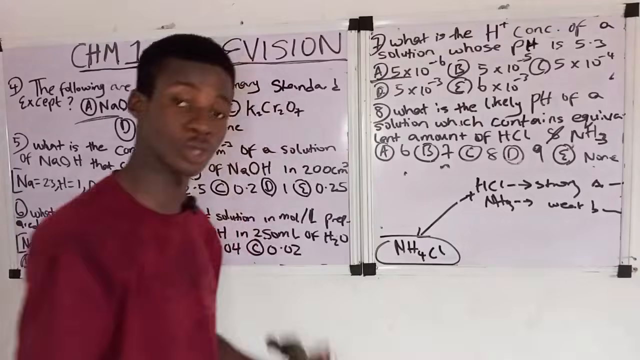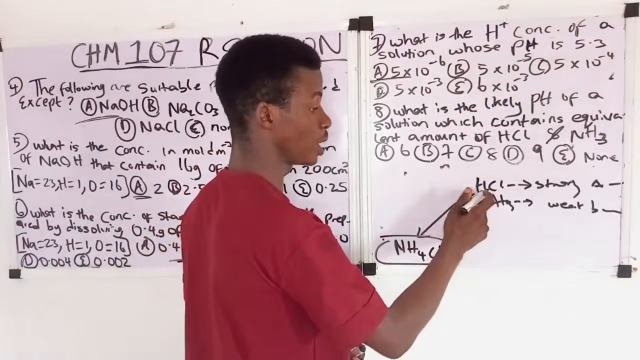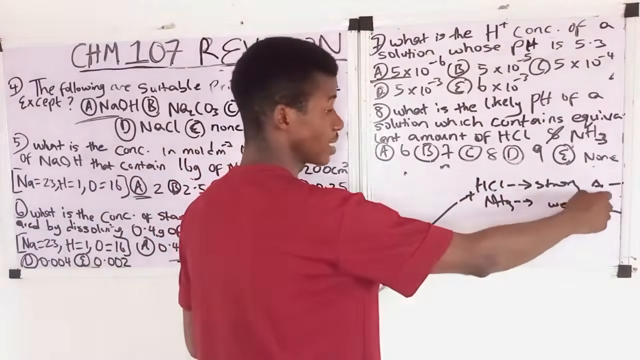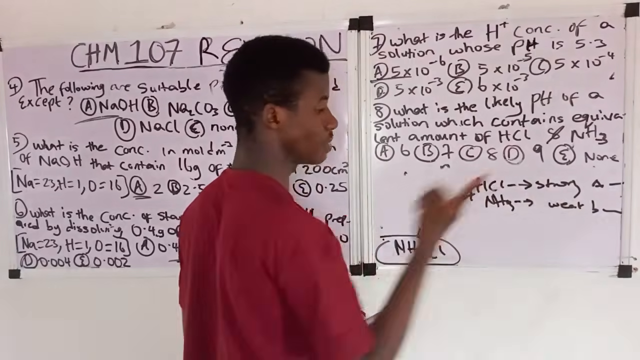Usually react to form ammonium chloride. Yes, ammonium chloride. This salt is formed from what? From hydrochloric acid and ammonia, right? Hydrochloric acid is a strong acid. The ammonia is a weak base.